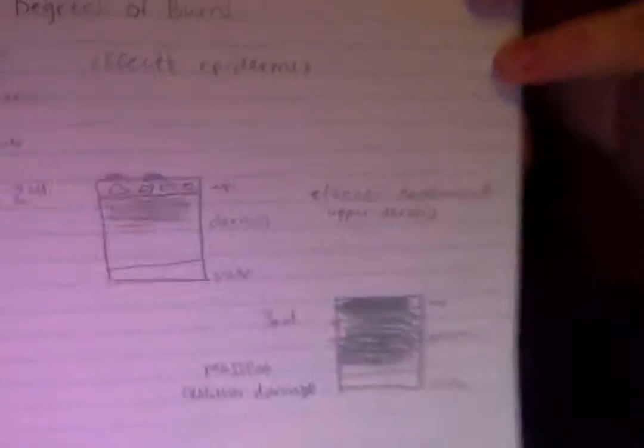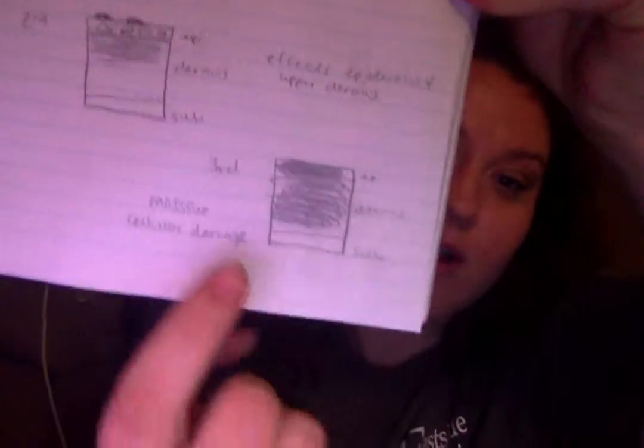And then third degree burns are pretty serious. They usually require skin graft. This destroys all of the skin, and it can even get into the muscle and bone tissue, and it has massive cellular damage. So here's my picture, and you see, it can be gray or black in color. It is pretty serious.